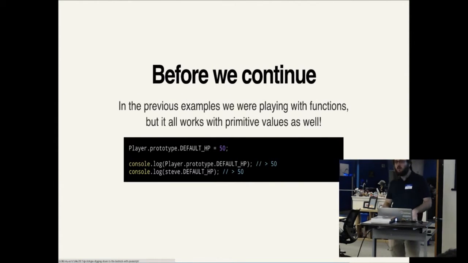So note before we continue, everything I've added to this prototype object has been a function, but I just want to point out it's just an object, so we can add values to it. So we can introduce a variable that's just a number 50, and that will work.